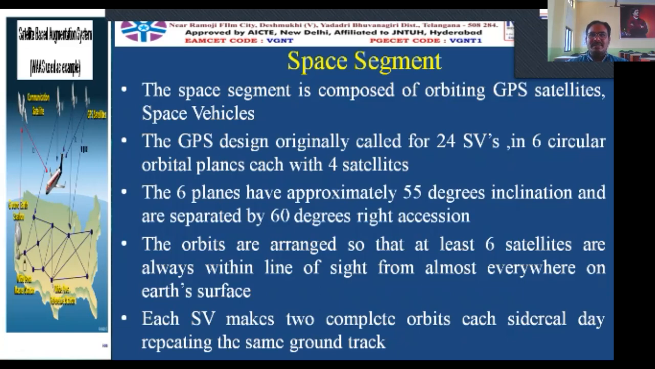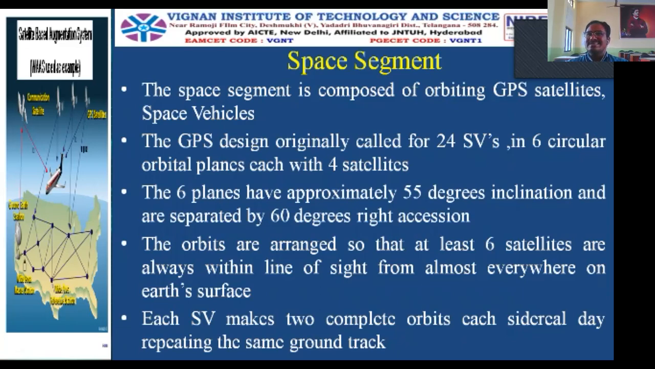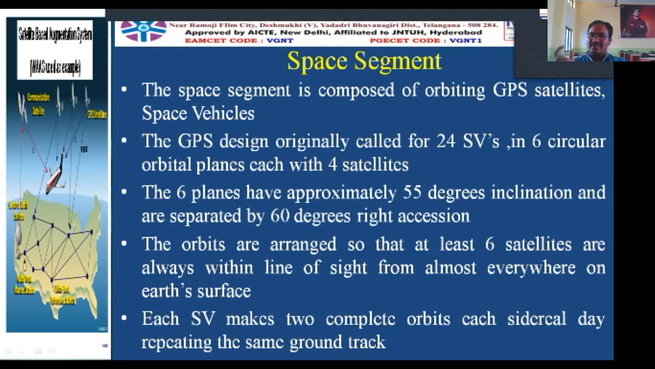Coming to the first one, the space segment. What does the space segment consist of? The space segment is composed of the GPS satellites which are orbiting around the Earth. The GPS satellites are also called space vehicles. From here onwards, please note down, whenever I use GPS satellite, it is also called a space vehicle, SV. In some of the diagrams we represent it with SV.